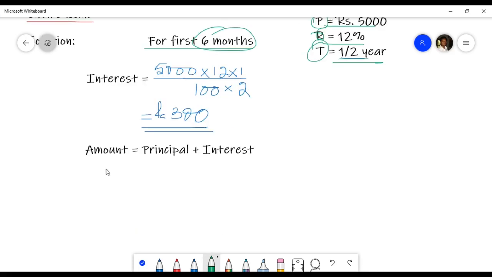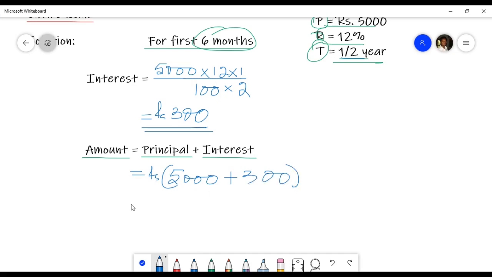We'll have to find the amount now. The formula is principal plus interest. We will just put the values to find the amount. After adding principal, that is 5,000, and interest, that is rupees 300, we will get the amount at the end of first 6 months as rupees 5,300.